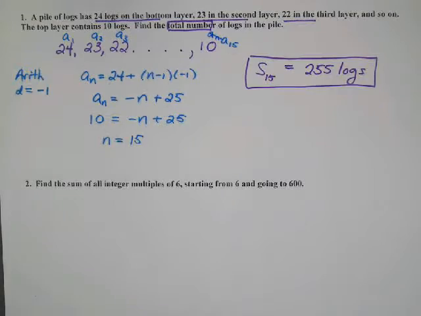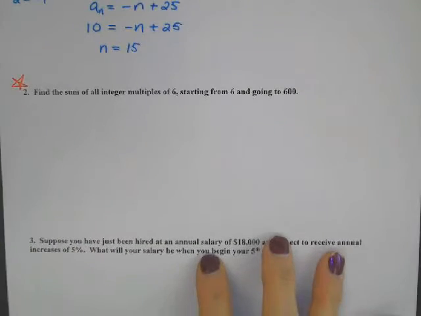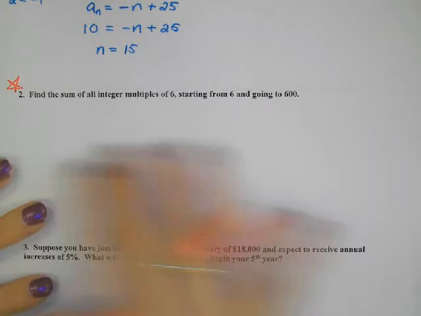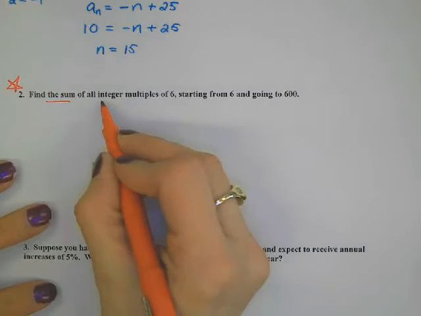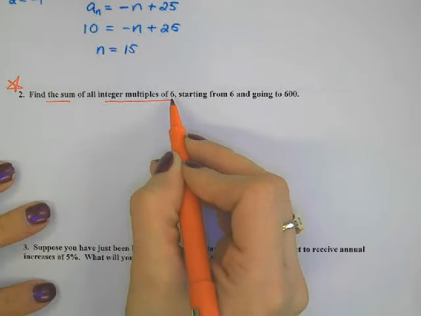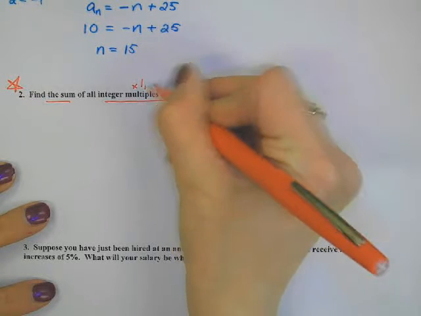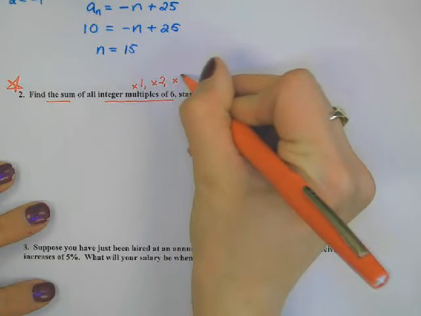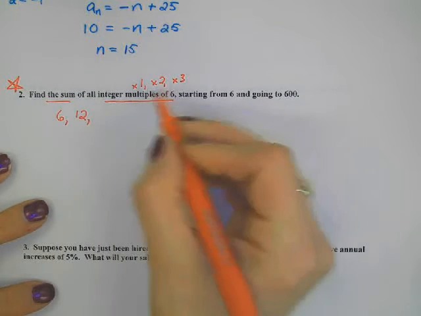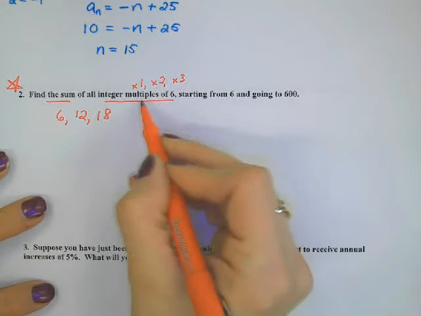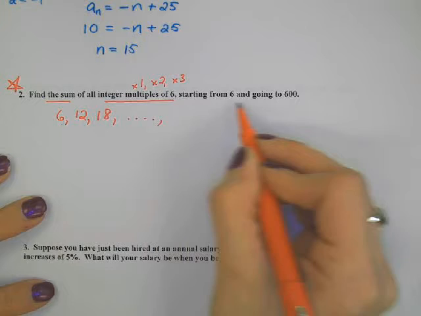Okay, I'm going to put a red star by this next one because I've seen so many people, usually 30% of the people, get this wrong. And this is a really easy question if you make the sequence. It says, find the sum. Okay, I'll do that. Integer multiples of 6. It doesn't say powers, it says multiples. Multiples means times by 1, times by 2, times by 3. So 6, 6 times 2 is 12, 6 times 3 is 18. So I know we have to multiply to make the multiples. And it goes all the way to 600.